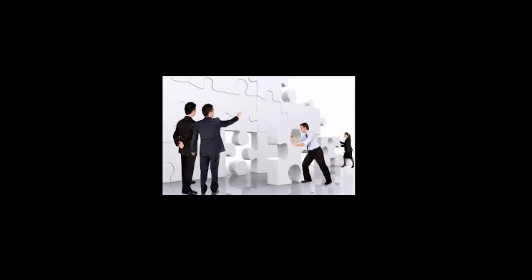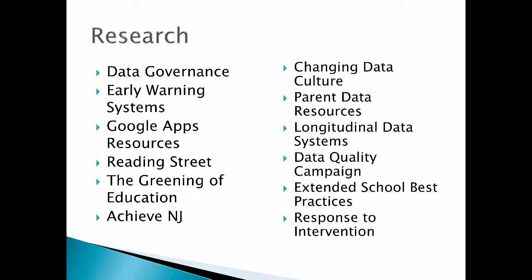Many of these recommendations have already been implemented or are near completion. Others are in the planning stage. These projects involve collaboration and cooperation with the other departments who are critical to completing priority projects. Many of the deliverables coming from the department are the result of research of standards and best practices, including data governance, early warning systems, longitudinal data systems, and the Data Quality Campaign.